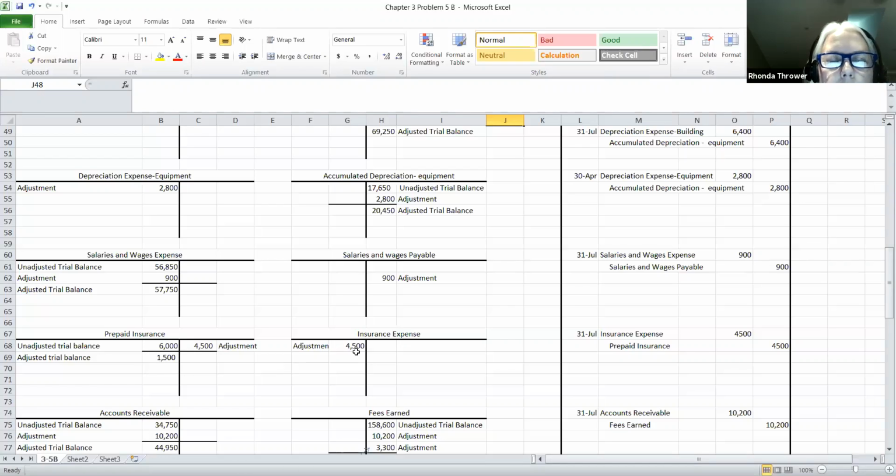My insurance expense would end up on my journal as a debit amount. But insurance expense will end up on your income statement in the expenses. And the total amount of the insurance expense at the end of this accounting period is $4,500.